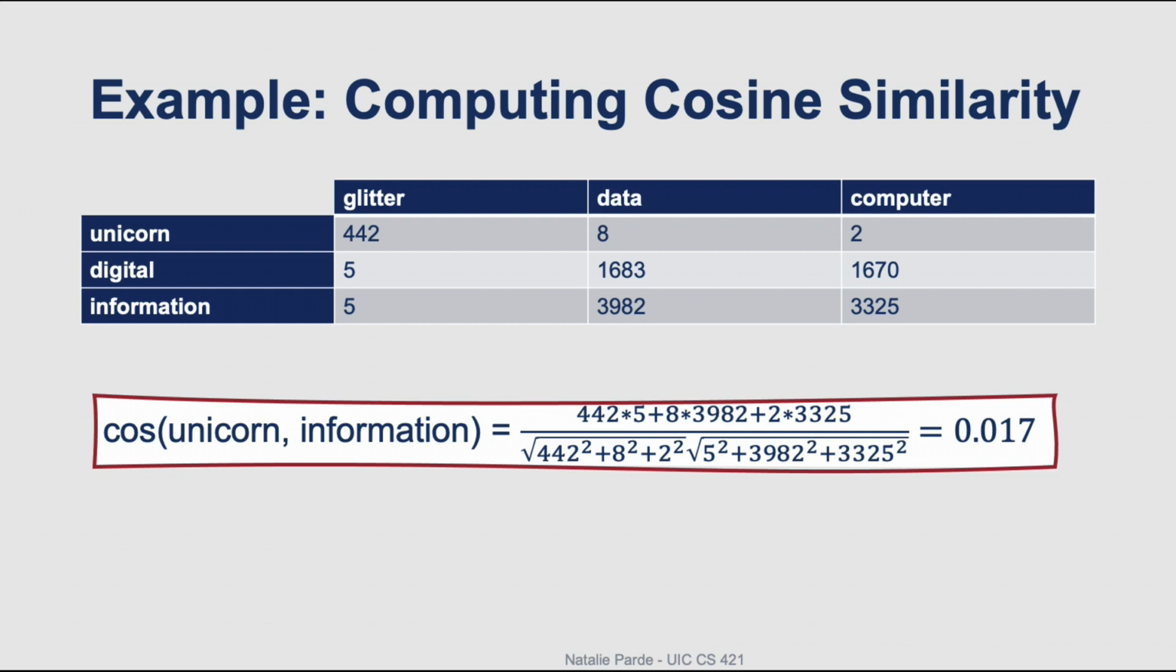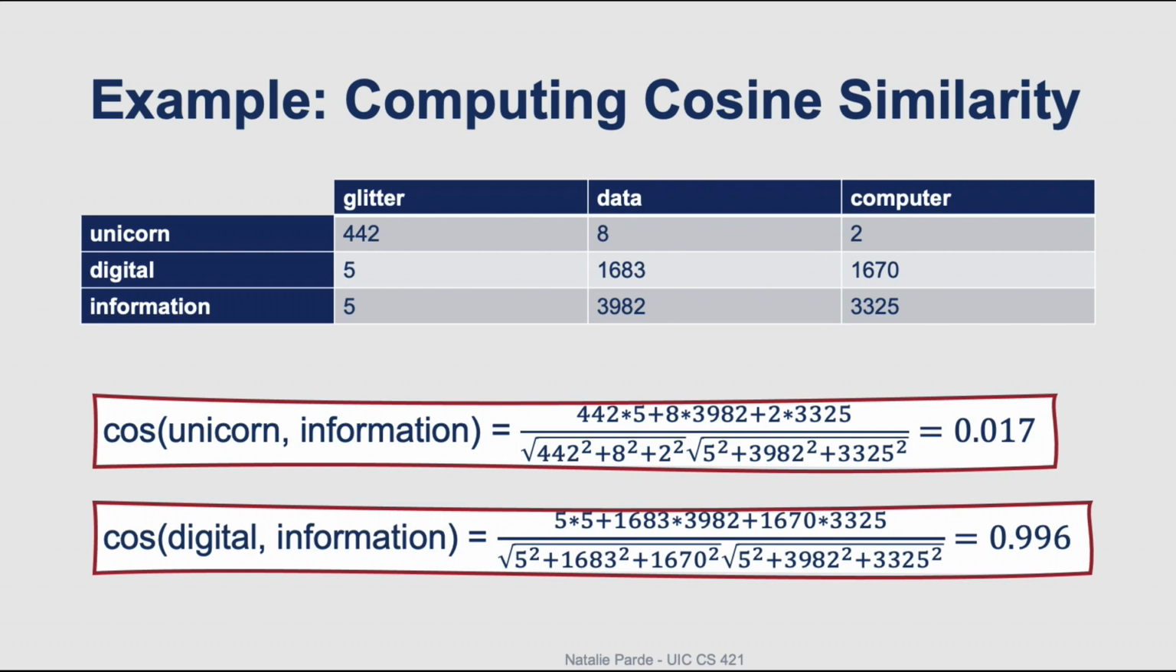And given that information, we decide, how about we go ahead and figure out the cosine similarity between digital and information as well, to see if maybe digital is more similar to information than unicorn is. So we compute that using our same cosine similarity equation. The vector for digital, as we can see from the co-occurrence matrix, is 5, 1683, 1670. We end up with a way higher cosine similarity value. In fact, it's almost a value of 1. So it turns out that the words digital and information are highly similar.